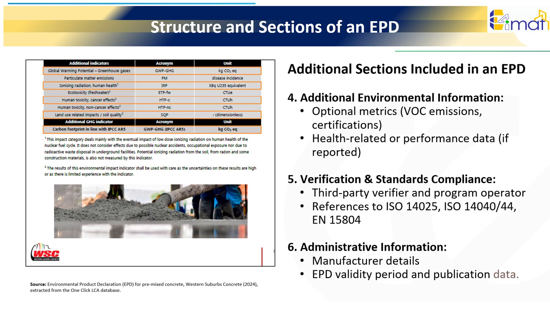Finally, EPDs include administrative information, such as the manufacturer's details, the publication and expiration dates, and other data needed to ensure traceability. These sections together create a structured, transparent, and standardized document that allows designers, engineers, and researchers to interpret the environmental impacts of a material with confidence.